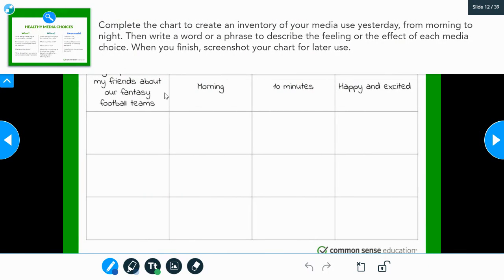Okay, so complete the chart to create an inventory of your media use from yesterday, from morning to night. Write a word or phrase to describe your feeling or the effect of each media choice when you finish. Screenshot your chart for later use. You can also just write it down.